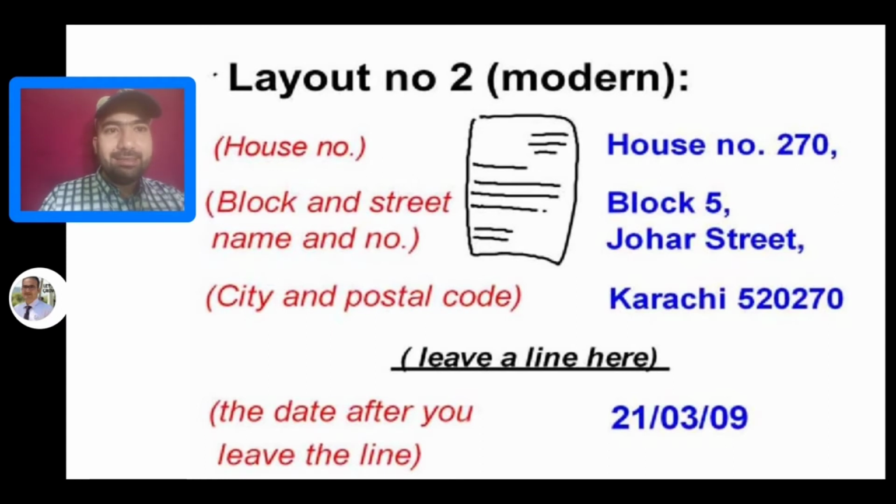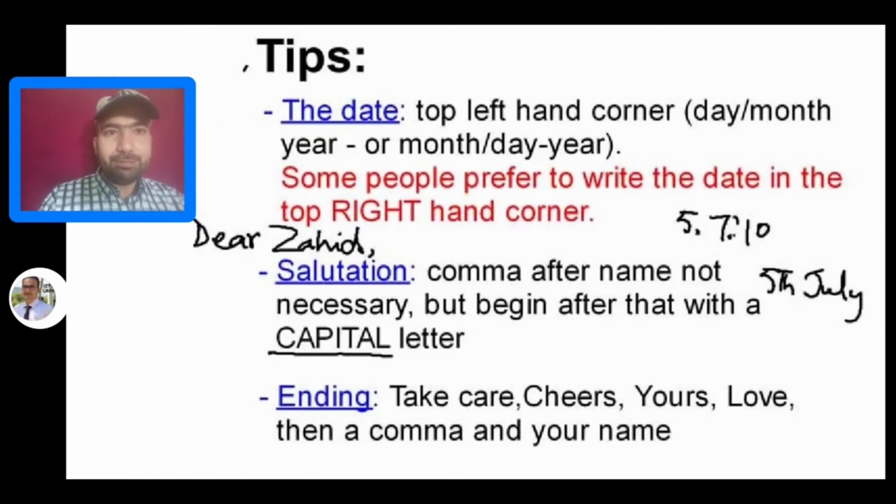Now let us discuss these points in detail. Now tips: the date goes at the top left hand corner. Day comes first, then month, year, or month, day, year. This can be the sequence. Some people prefer to write the date in the top right hand corner. So it's up to you, but it should be written in this form: 5th July, 20th April, 21st April 2020. This should be in the cardinal form.